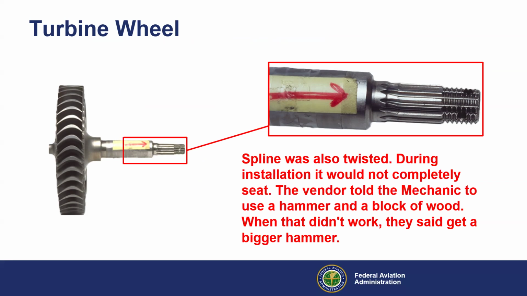You can see the spline is also twisted. And when they tried to install it, it wouldn't seat. And so the mechanic called the vendor and they told him to use a hammer and a block of wood. And when that didn't work, they said, get a bigger hammer.